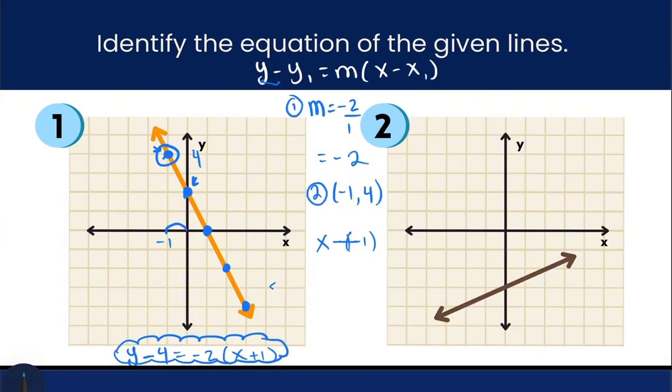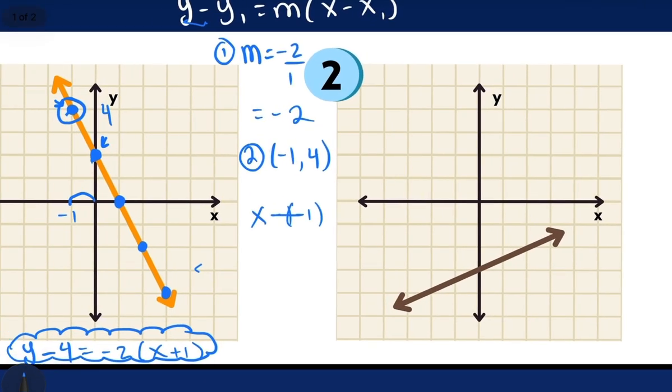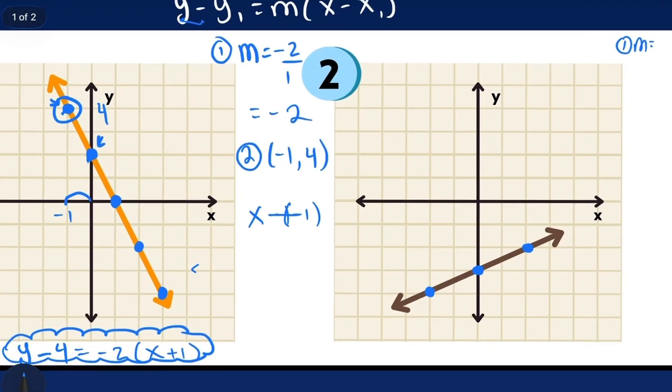Now let's work on the second graph. First, I'm going to identify my points. I have one here, and one here. So let's identify my slope. I see that my graph goes up 1 and to the right 2 times. So therefore, my slope will be 1 over 2.